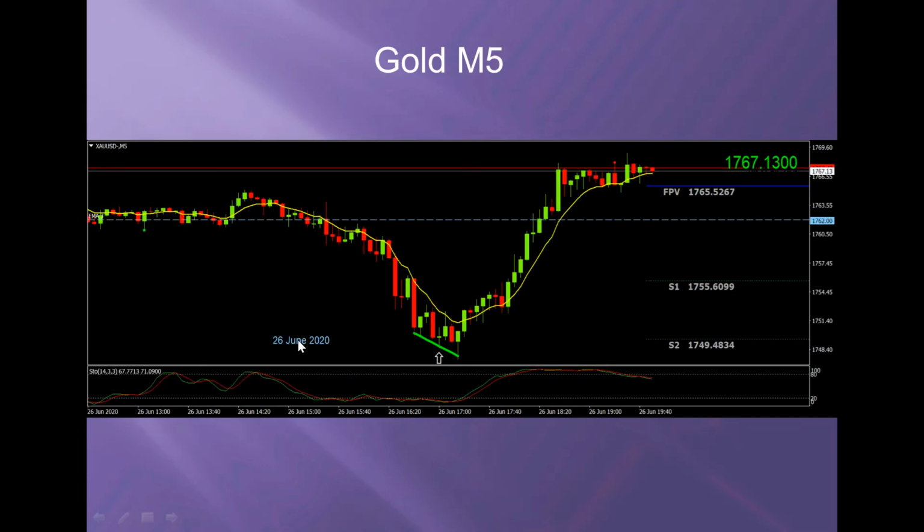Here's another one, actual trade on the 26th of June, 2020. There's the doji.